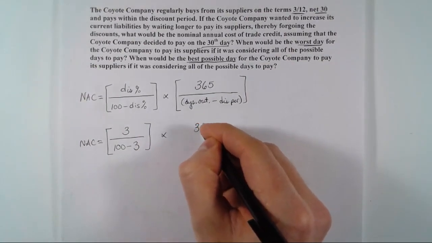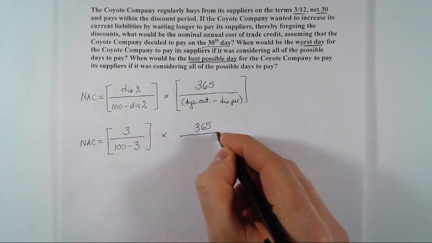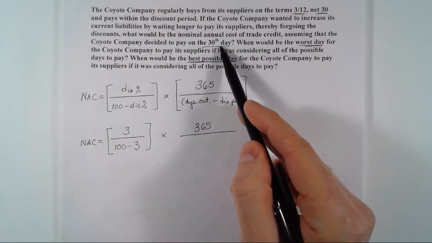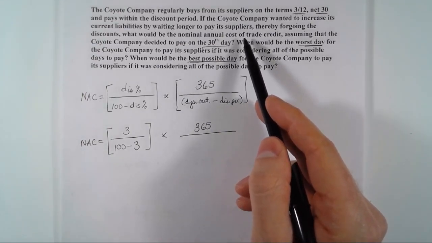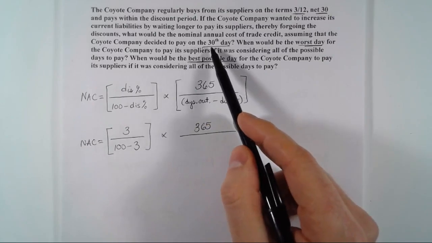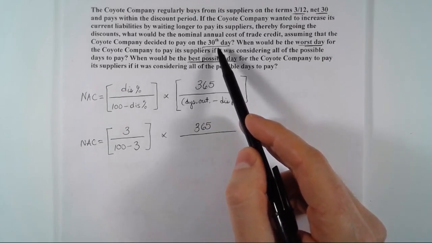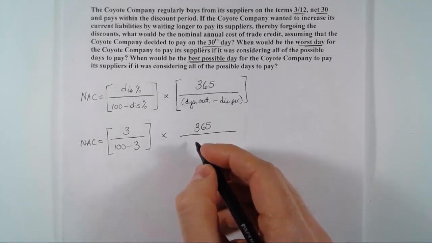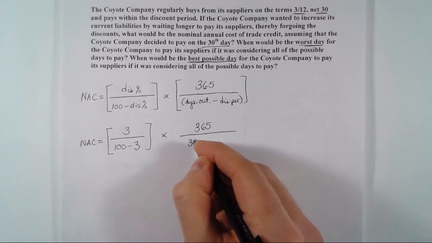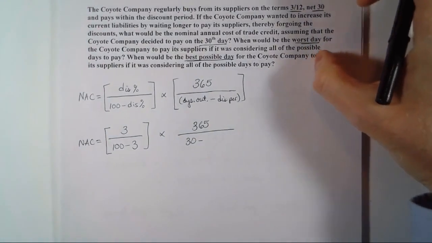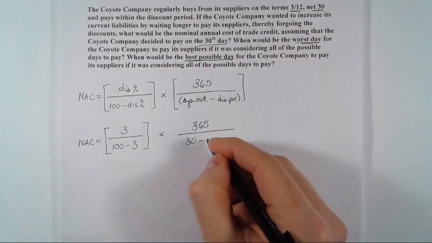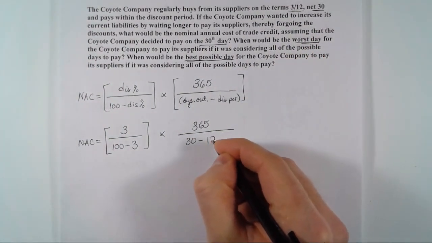So if we take 365 days in a year, and if we're looking at this first question, which is what would the nominal annual cost of trade credit be if we assume that the Coyote Company decided to pay on the 30th day? So if the Coyote Company pays on the 30th day, then it would be outstanding for 30 days. And the discount period, as we have established, is 12. So minus the discount period, which is 12.